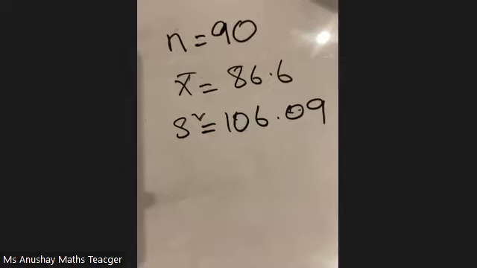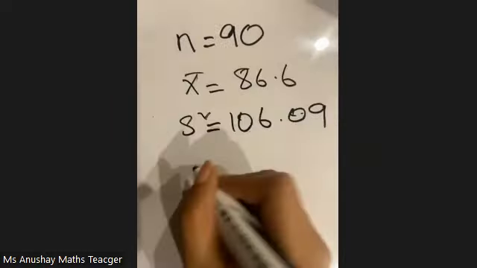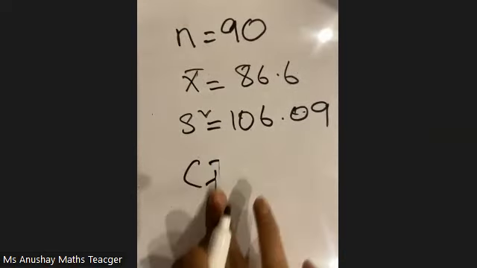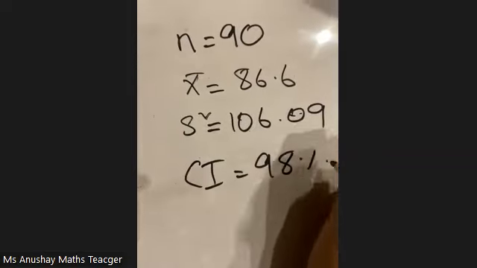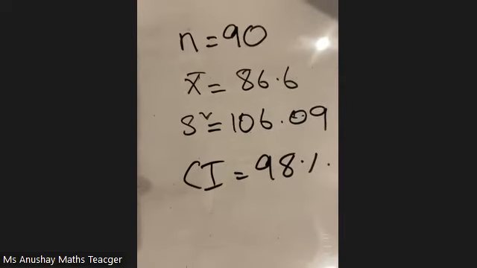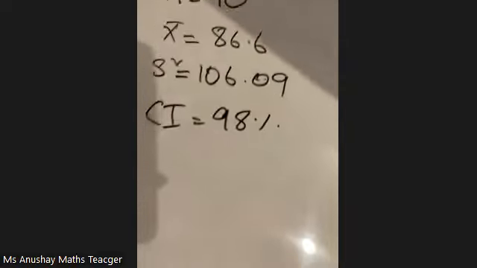Calculate a symmetric 98% confidence interval. So we have to find out a confidence interval of 98% for the mean pulse of all 8-year-old children in the city. Okay. Now let's solve it together.